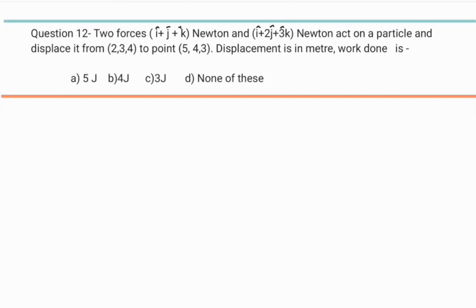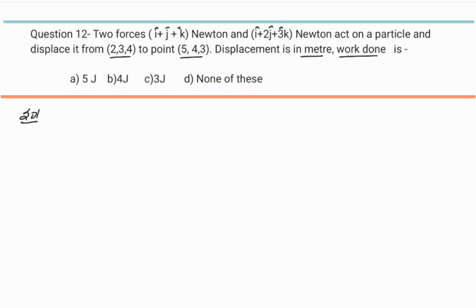Now let's see question number 12, based on the same concept that we discussed in the previous question. Here two forces are given, which act on a particle and displace it from here to here. The displacement is in meters; find the work done. Let's see, it's also a very easy numerical.